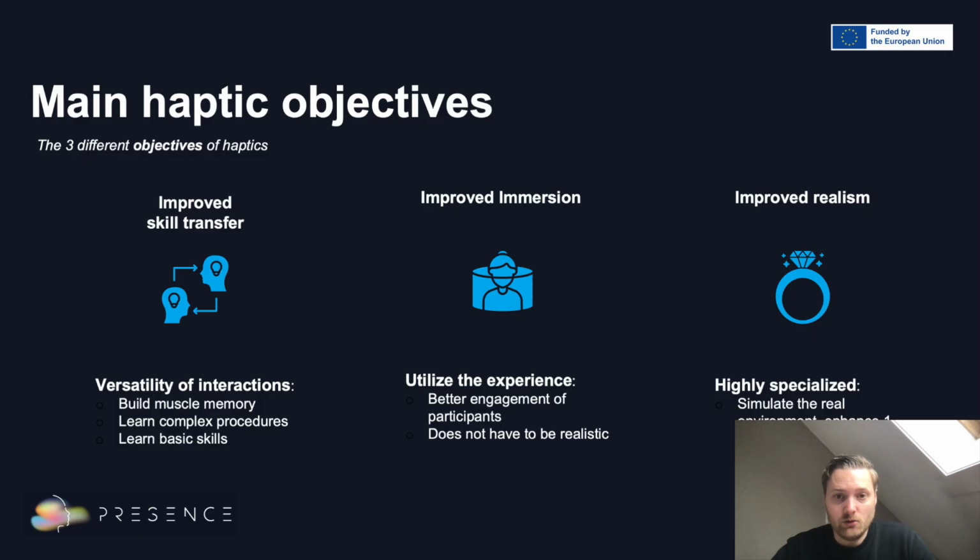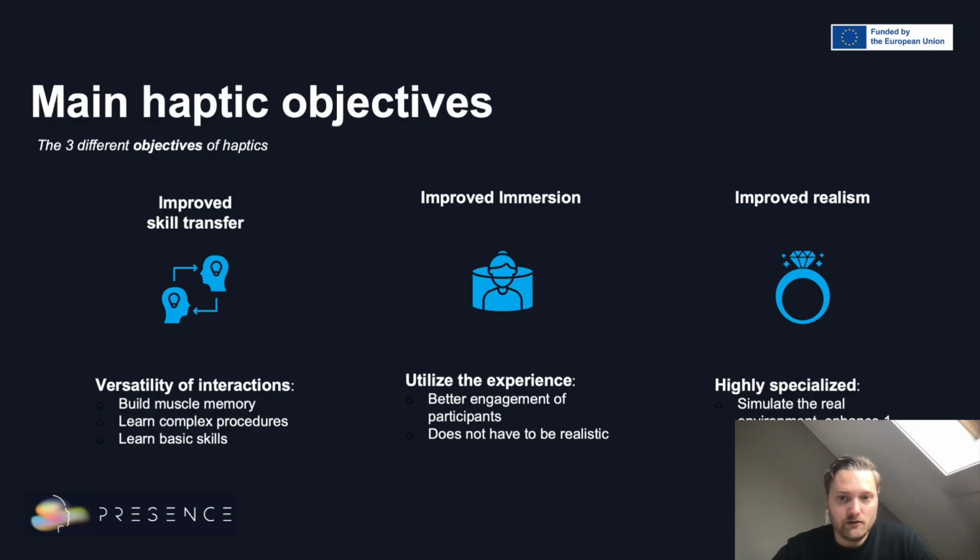So basically, the three different main objectives of haptics are improved skill transfer, improved immersion, and improved realism. If you're looking at improved skill transfer, that's really about training. It's usually in versatility of interactions. So to build muscle memory, to learn complex procedures, to learn basic skills, really focus on the interaction level. So make sure the interactions represent real life interactions.